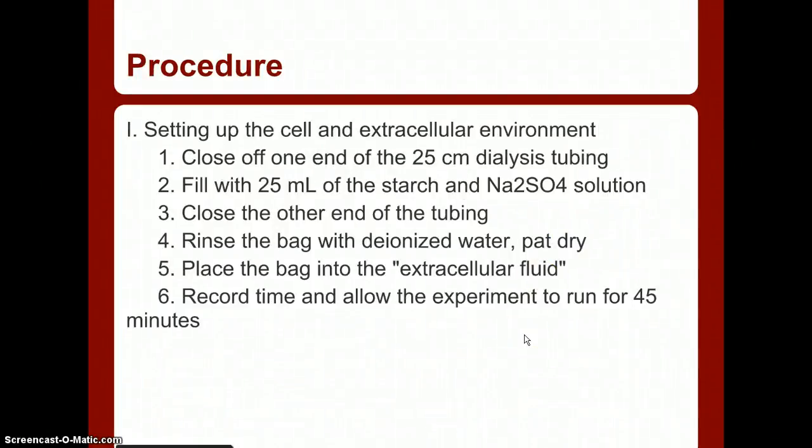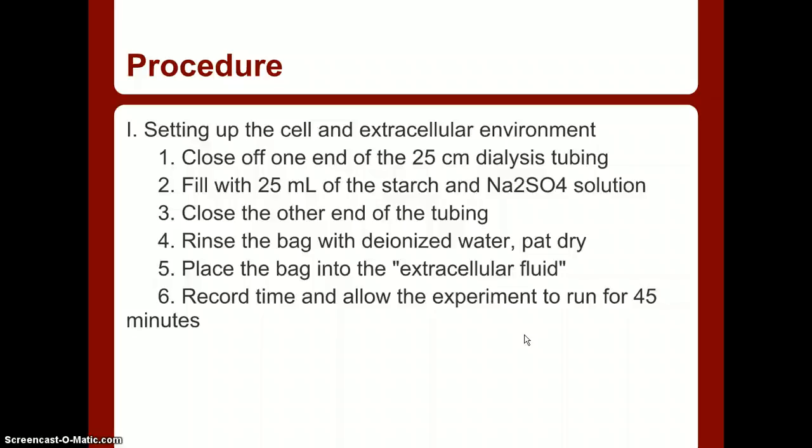So the procedure for this lab, first you had to set up the cell and its extracellular environment. First you would close off one end of the 25 centimeter dialysis tubing. Next you would fill it with 25 milliliters of the starch and Na2SO4 solution. Then you would close the other end of the tubing using the clips.